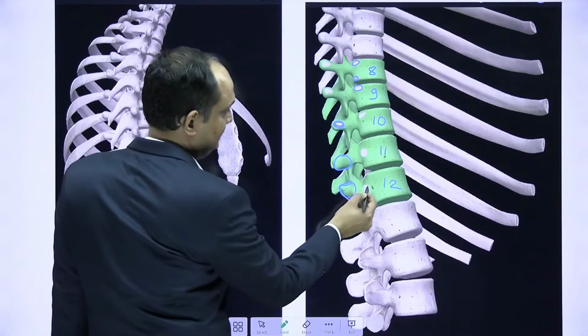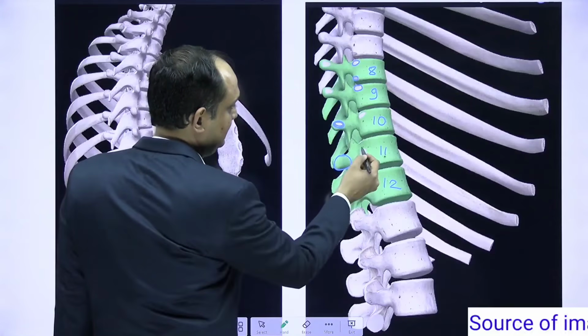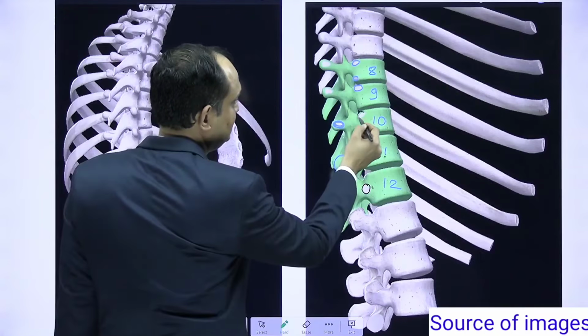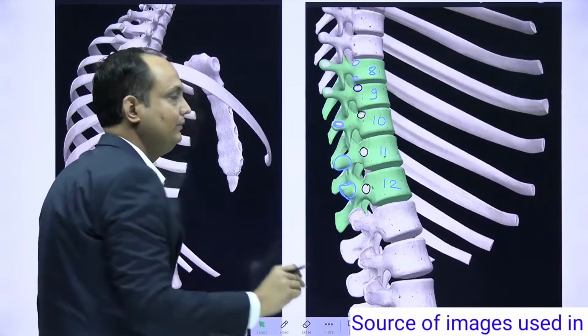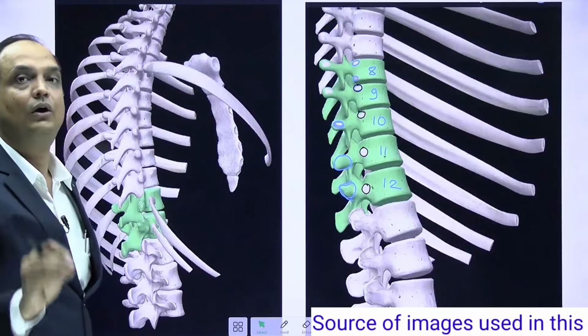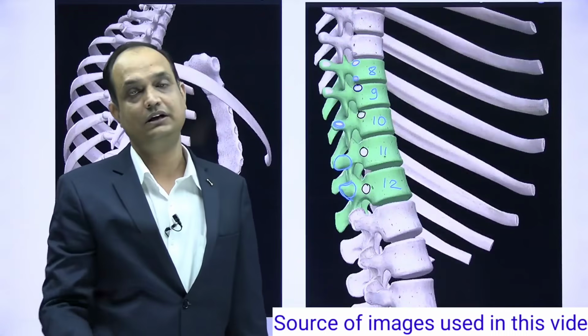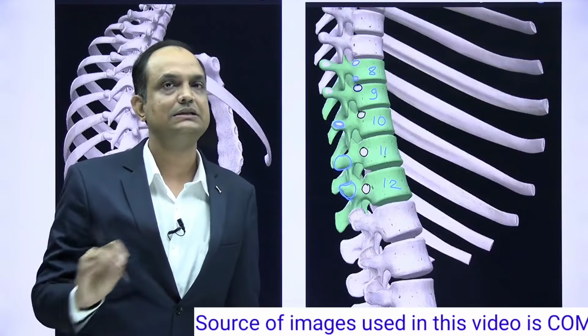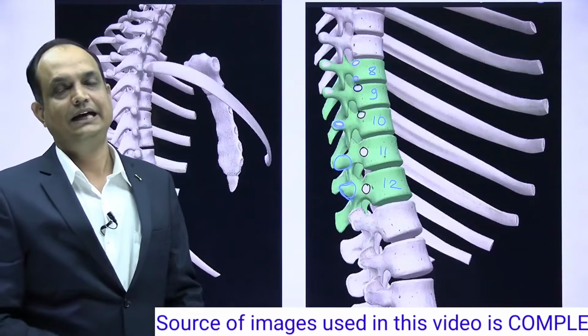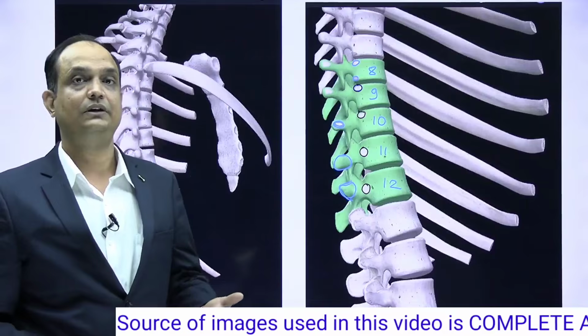is a characteristic feature. So here you can see the facet, here you can see the facet, here you can see the facet. The position of the facet can change, but the facet has to be there on each and every thoracic vertebral body. So this is a very important concept to understand, what is the characteristic feature of the thoracic vertebra?